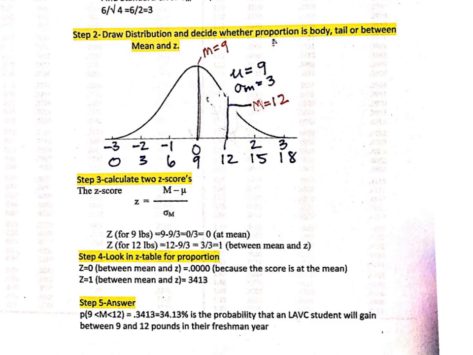So it's about a third of students as the probability that they will gain between 9 and 12 pounds in their freshman year. And as we talked about before, sometimes people like to report this as a percentage. So to get 34.13%, you would just take 0.3413 and multiply it by 100.